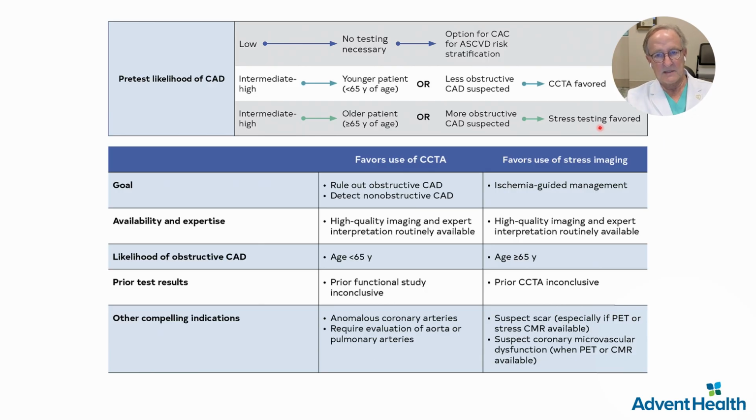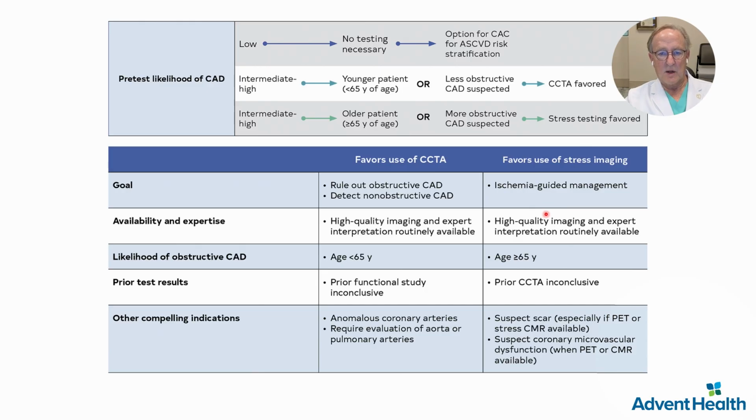You rule out the next step if it's negative. Things favoring CCTA are availability and expertise, which I've been talking about in terms of timeliness of reading the study, which sometimes is a privileging and credentialing issue. Age, if they've had a prior functional study which is inconclusive, or if there are things like anomalous coronary arteries or other issues.